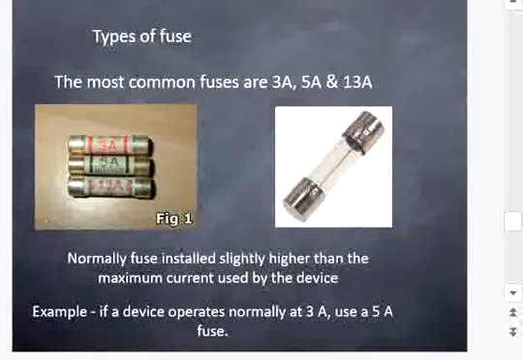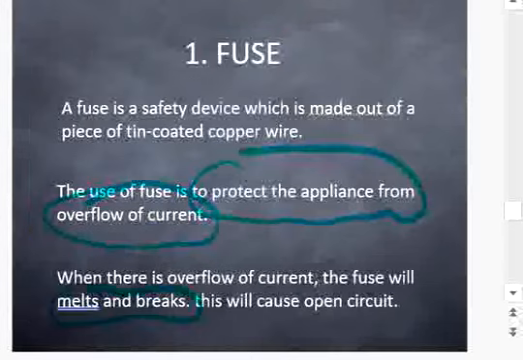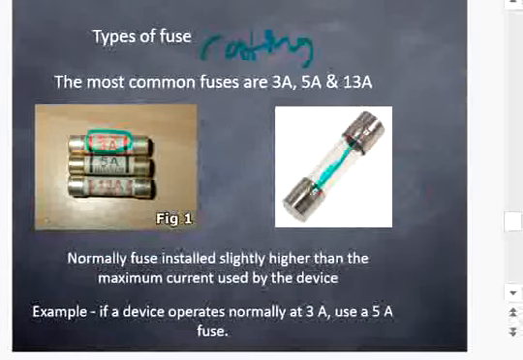This is a sample of fuse. So we have a 3 ampere fuse, we have 5 ampere fuse, we have 13 ampere fuse. Okay, those are the rating. We call it the fuse rating. Now what they meant here is a fuse is made up of a piece of thin coated copper wire. Is this one, the line over here, the small thin piece of wire.